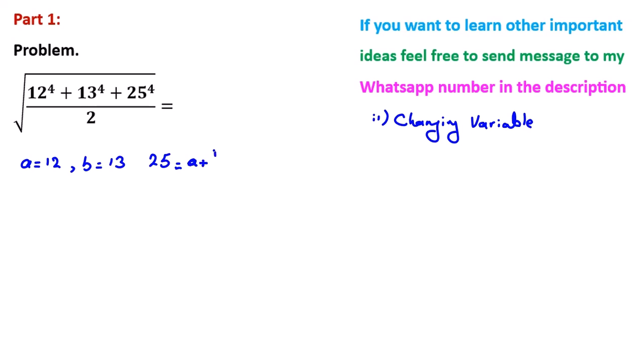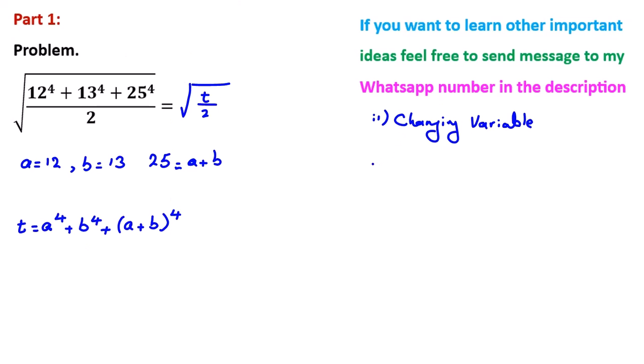So when A equals 12 and B equals 13, 25 is A plus B. Suppose the expression inside is, for example, T over 2, so T is this part. Considering the numerator as T, in terms of A and B, T is 12 to the 4, A to the 4, plus 13 to the 4, B to the 4, plus 25 to the 4, (A plus B) to the 4.